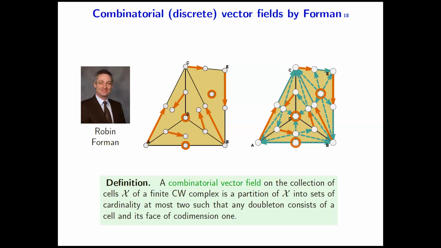By convention, you go from the lower to the higher dimension. So in this example, this is a doubleton. This edge is paired with this triangle. This is a singleton. So you have a couple of singletons, a couple of doubletons, and this is Forman's idea of a combinatorial vector field.